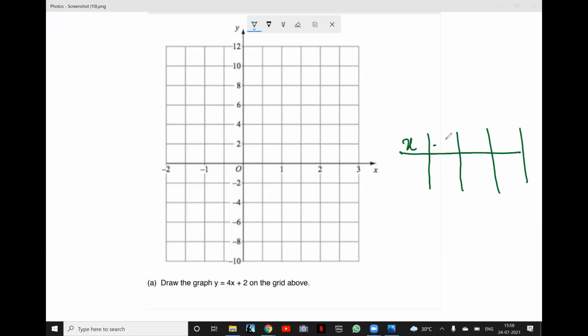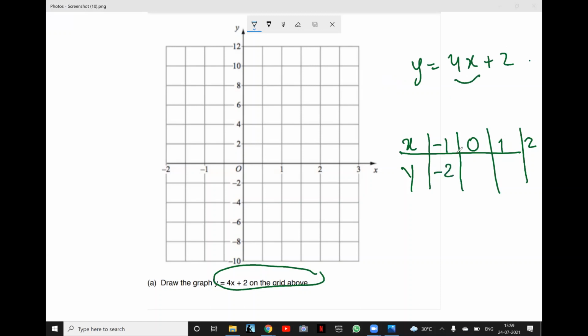Let us consider x as -1, 0, 1, 2, and y we will find by replacing in this equation, which is given as y is equal to 4x plus 2. So if x is -1, this will become -4 plus 2, which is -2. Here this will become 0 plus 2, which is 2. Here this will become 4, because I am replacing x with 1. 4 ones are 4 plus 2 is 6. And here x is 2. I am replacing it here, so 4 2s are 8 plus 2 is 10.